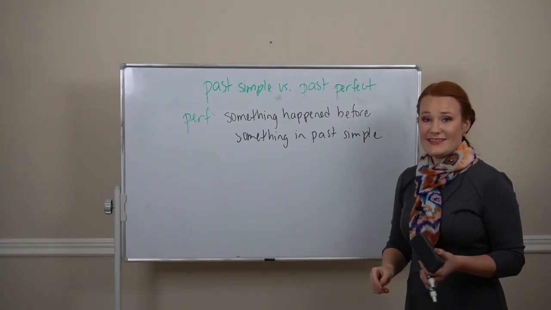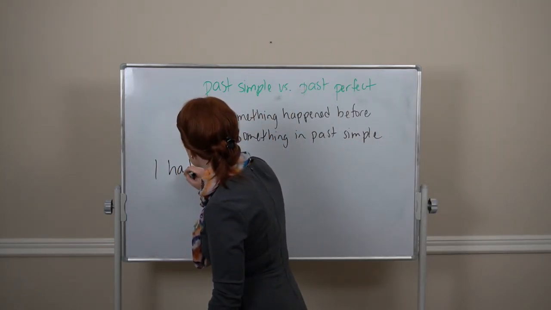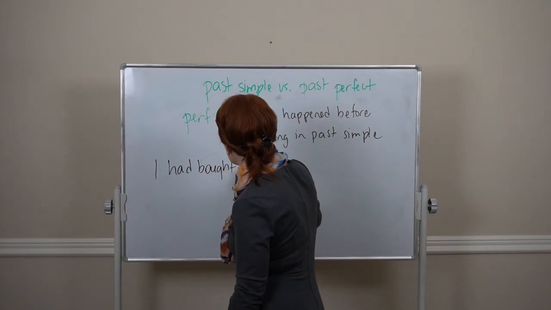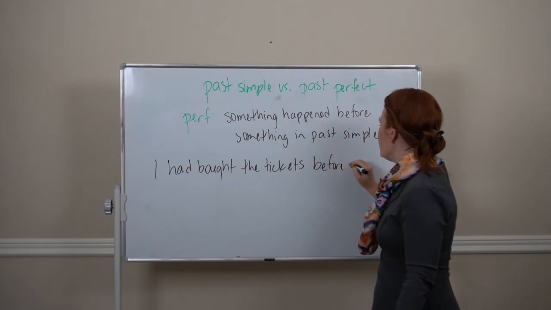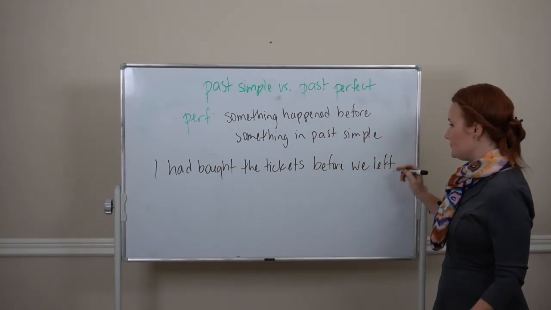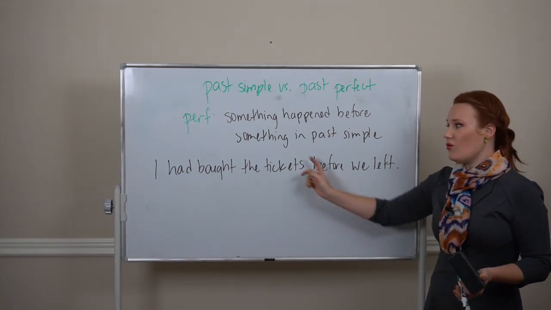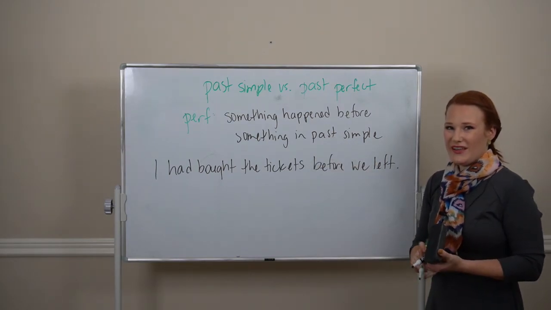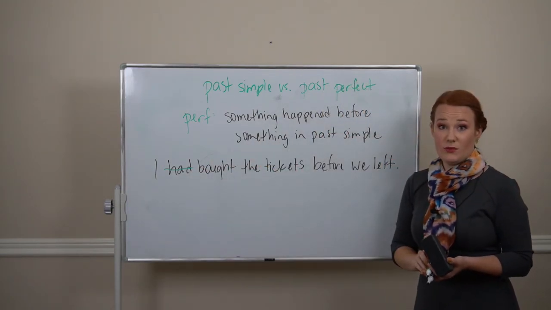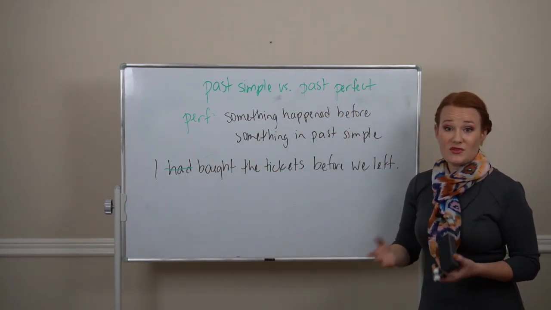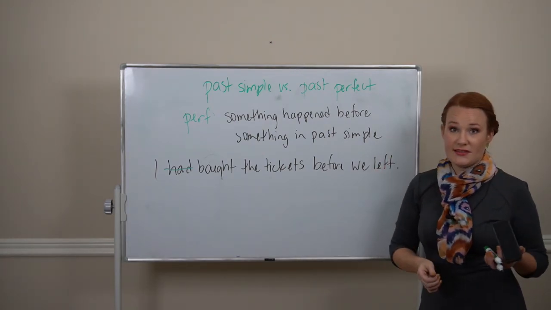Now, if your sentence has a time word in it, I had bought the tickets before we left. In this sentence, we have this time word before, so we know that this thing happened before this thing. So in this case, we really don't need past perfect. I could just say, I bought the tickets before we left. But in a situation without a time word that's telling us exactly which one happened first, you'll want to use past perfect.